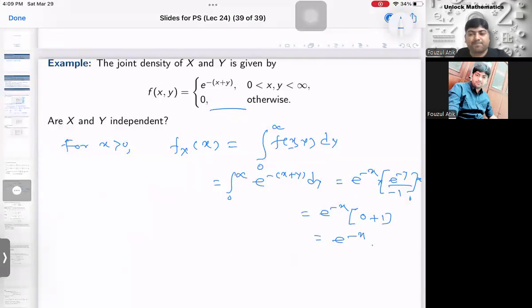And if your x value is less than 0, anyway the f of x y value is 0. Therefore, we got the marginal density function of x: f of x is equal to e power minus x whenever 0 is less than x less than infinity, and equal to 0 otherwise.